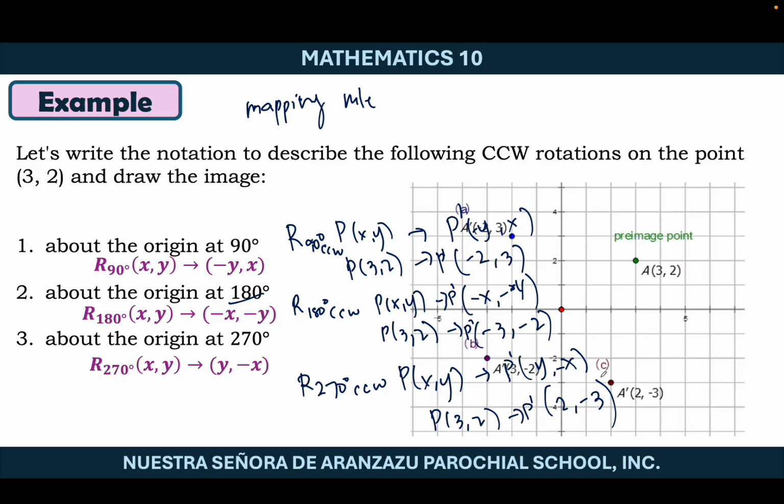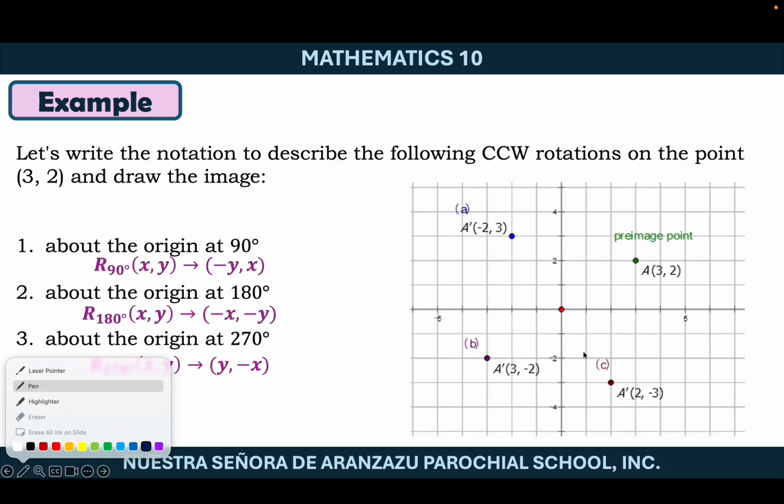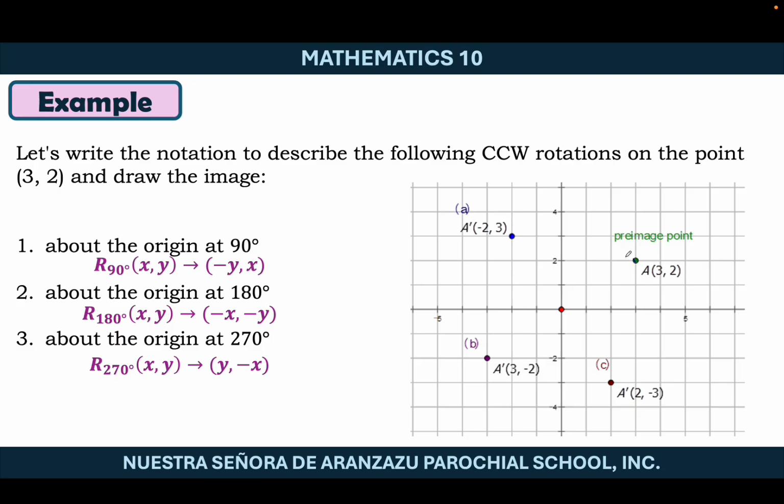Then, if we are going to draw those points, so, ito yun. So, ipaplot natin siya. Okay, so, from the pre-image point, rotated 90 degrees counterclockwise. So, from quadrant 1, mapupunta sa quadrant 2. Then, rotated naman ng 180 degrees from quadrant 1, mapupunta sa quadrant 3. Then, 270 degrees naman from quadrant 1, mapupunta sa quadrant 4.